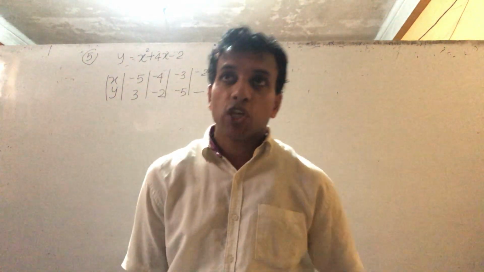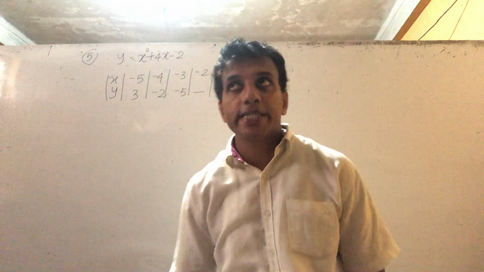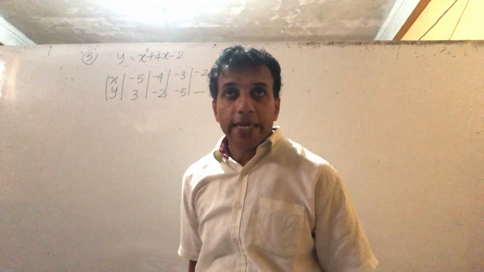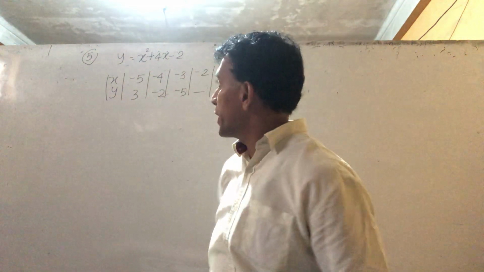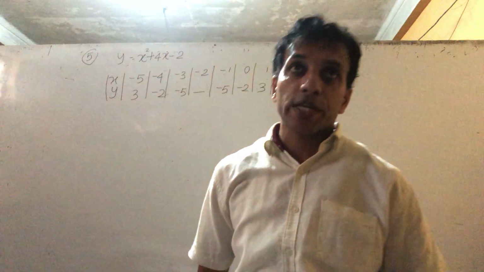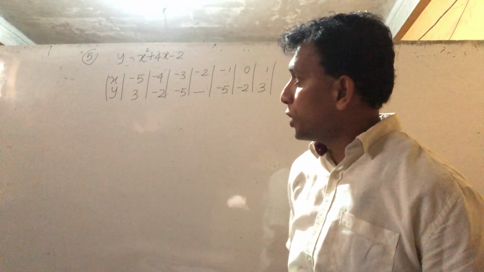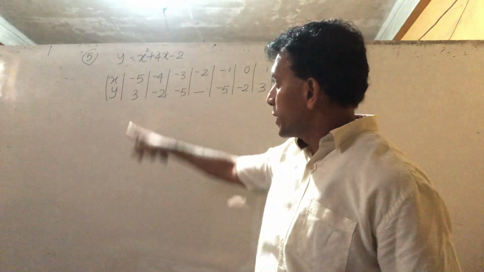Okay, next question number 5. This one is from the 2017 question paper. Write the equation y equals x squared plus 4x minus 2. That's the equation of the graph, a 2017 problem. A table is provided.